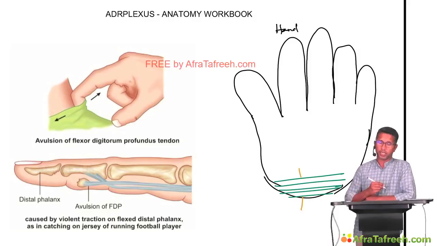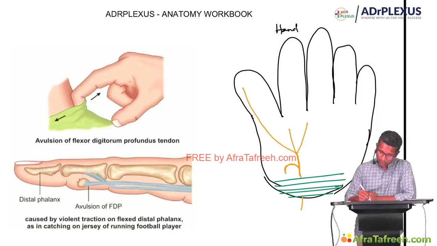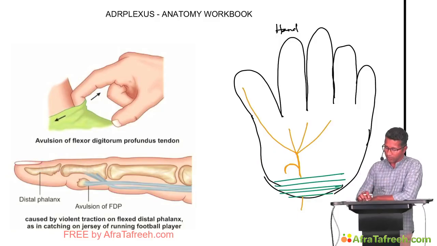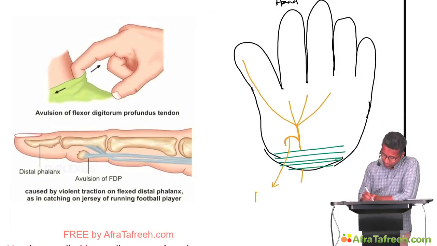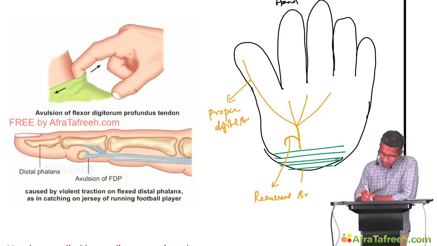It enters the palm. In the palm it divides into branches. One is called the recurrent branch, and then the further branch divides into a proper digital branch and three common digital branches. So in the hand it gives a recurrent branch, then it gives a proper digital branch, and then it gives rise to three common digital branches. These are called the common digital branches.